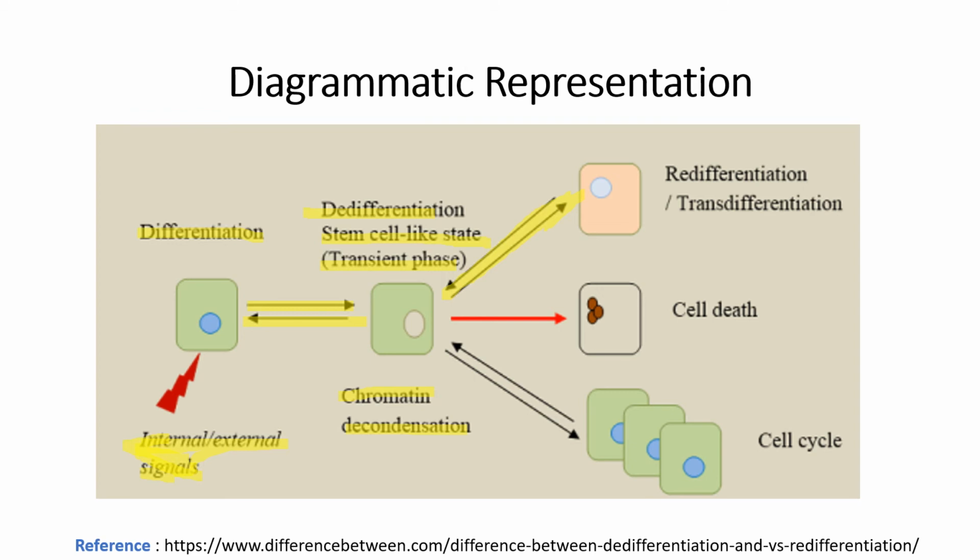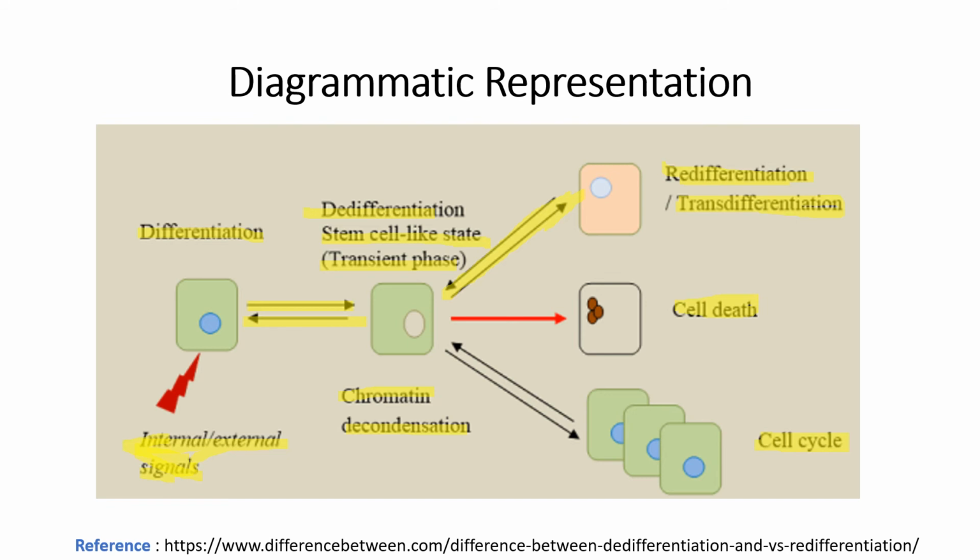There are three outcomes in which dedifferentiation acts. There will be cell death. Either the cell will die, or there will be multiple copies of the cell, where a cell cycle comes into the picture, or there will be a redifferentiation or transdifferentiation process which occurs in the plant cell.